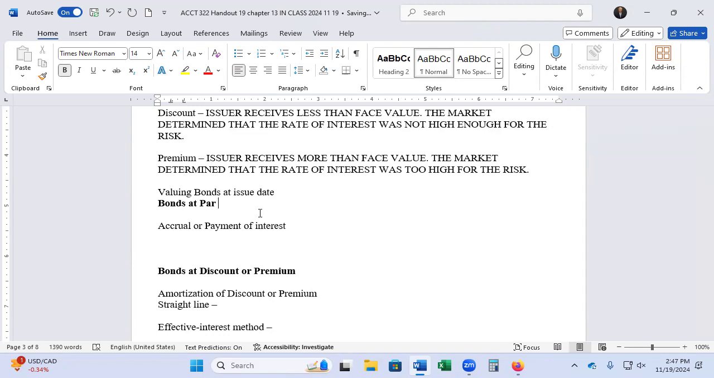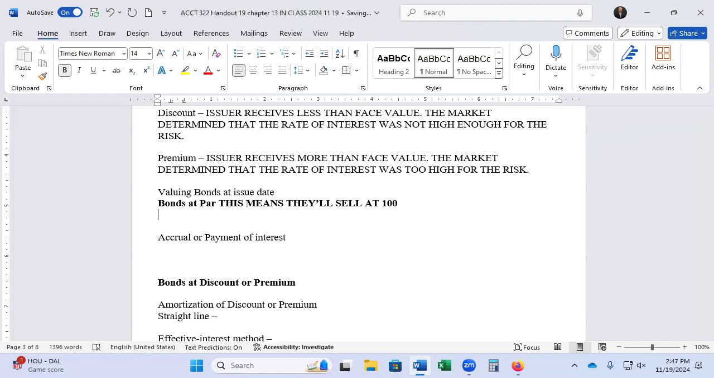Okay. For bonds at par, this means they'll sell at 100, which, think about it as a percentage or just a dollar. So selling at 100 means it's selling at 100%. If they sell for less, it'll sell at 90. If they sell for more, it'll sell at over 100. All right. So less than 100, discount. More than 100, premium.